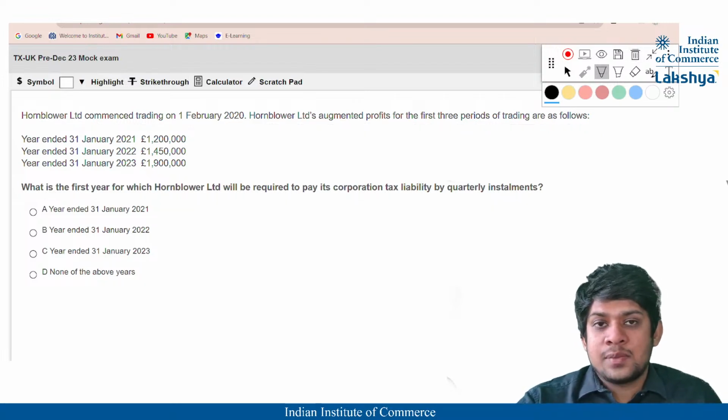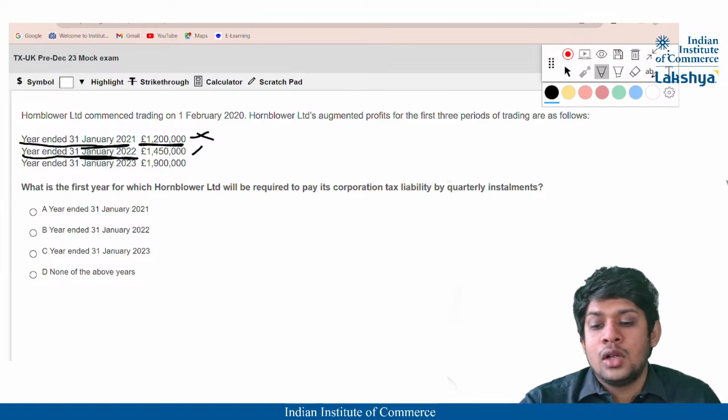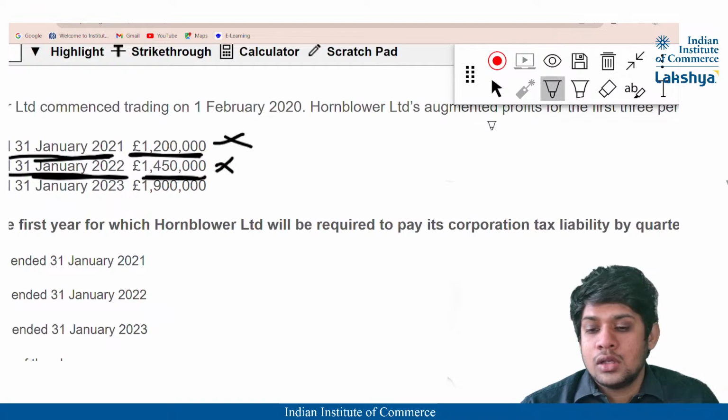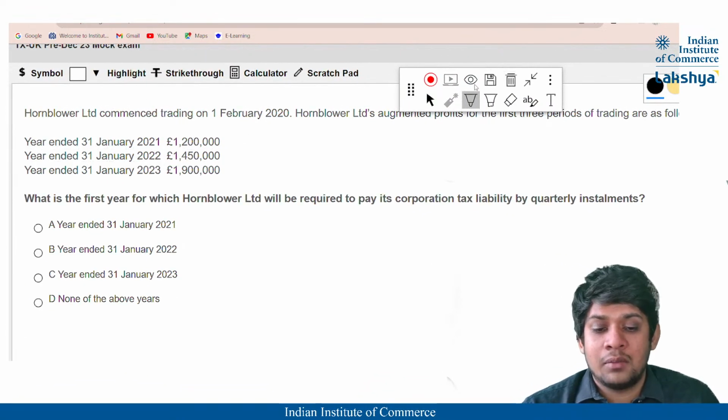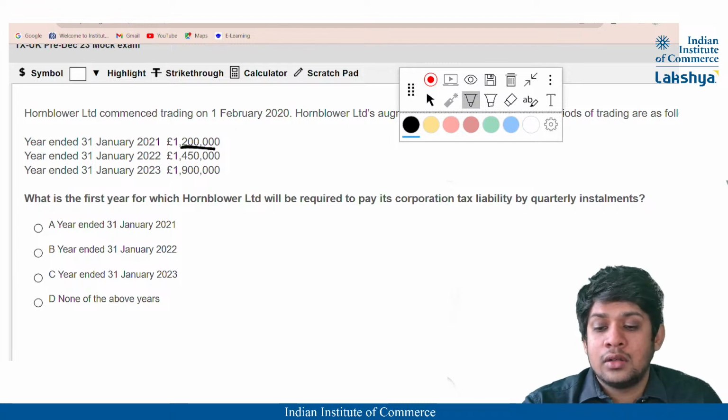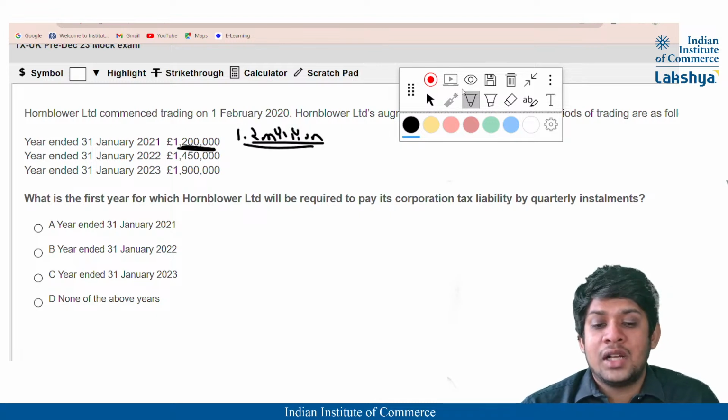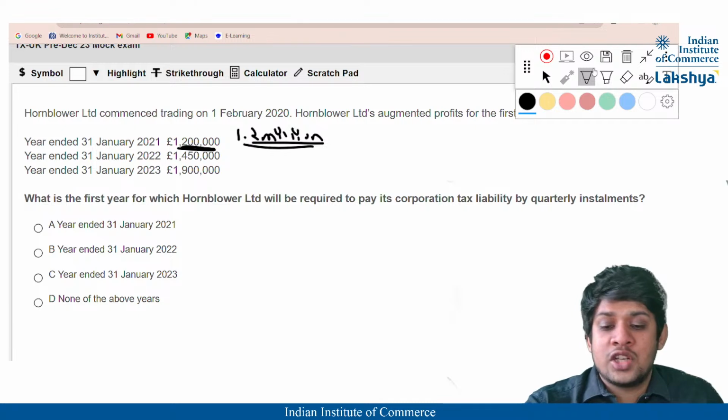So then as per this scenario, let us look at what will be the correct response. Year ended 31st Jan 2021. Her augmented profits were 1.2 million, not a large company. It should exceed 1.5 million. Year ended 31st January 2022. Her income is, sorry, 1.45 million, not 15 million. It should exceed 1.5 million, but her augmented profits are less than that. So she is not a large company here, and here it is 1.45 million, so she is not a large company here either.